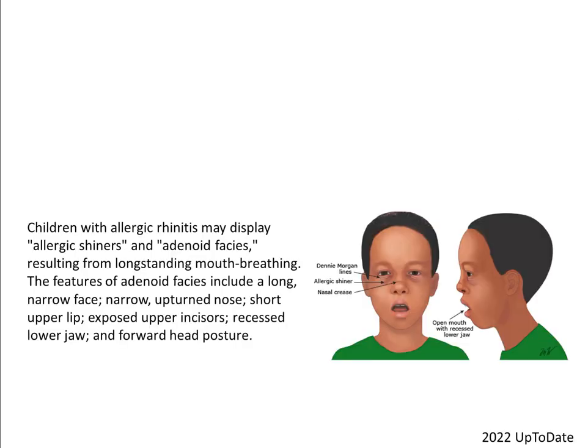Children with allergic rhinitis may display allergic shiners, as you can see, upon the eyes, and in general this appearance is called adenoid facies, resulting from long-standing mouth breathing. The features of adenoid facies include a long, narrow face, narrow, upturned nose, short upper lip, exposed upper incisors, recessed lower jaw, and forward head posture.